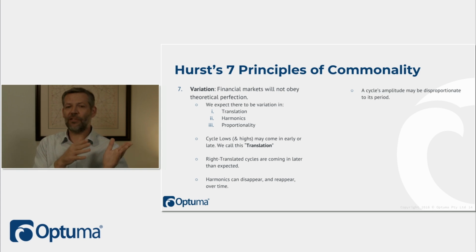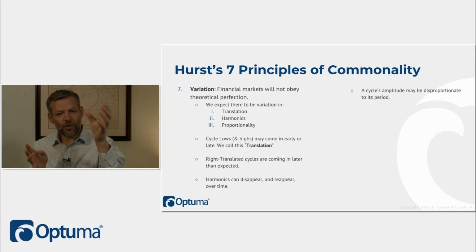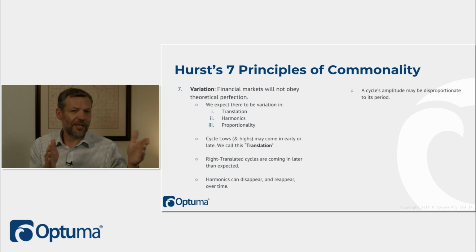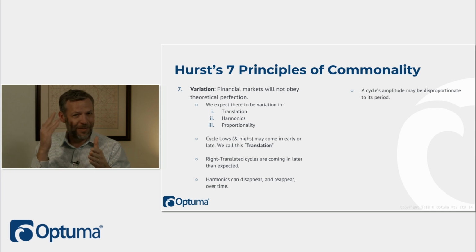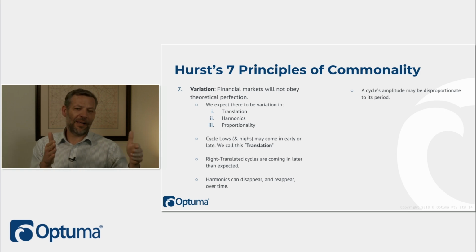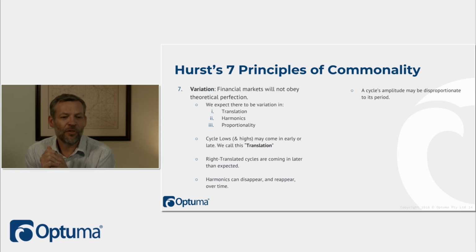Is it right translated? Is it left translated? So that's really the cycle lows and highs. We may expect a high or a low to come in on a given day, but it comes in a little bit early. In that case, we call that left translated if it comes in early. I've got to reverse everything for the camera, so that's why I'm hesitating here. If it comes in late, then we call that right translated. So we expect there to be a translation in the lows.